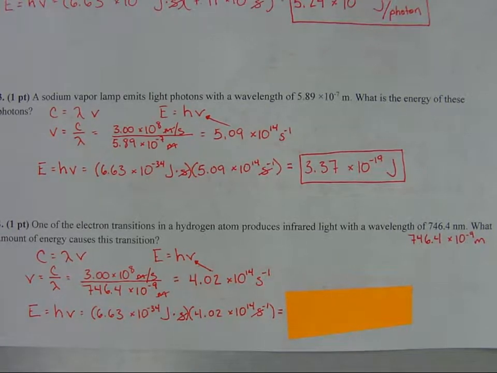Number 4. One of the electron transitions in a hydrogen atom produces infrared light and a wavelength of 746.4 nanometers. What amount of energy causes this transition?